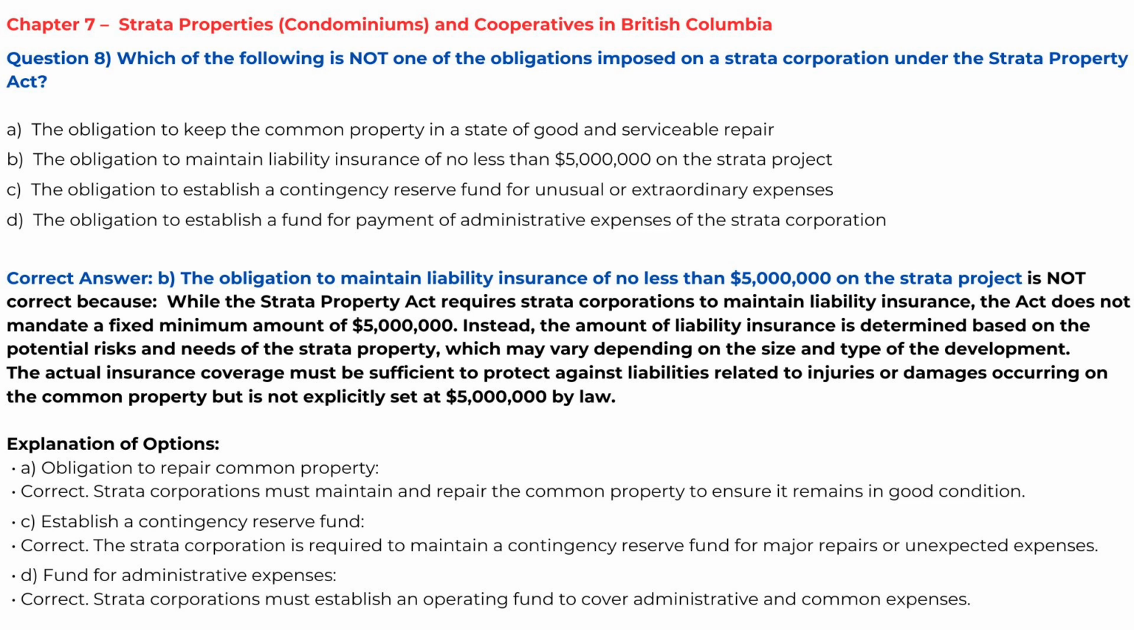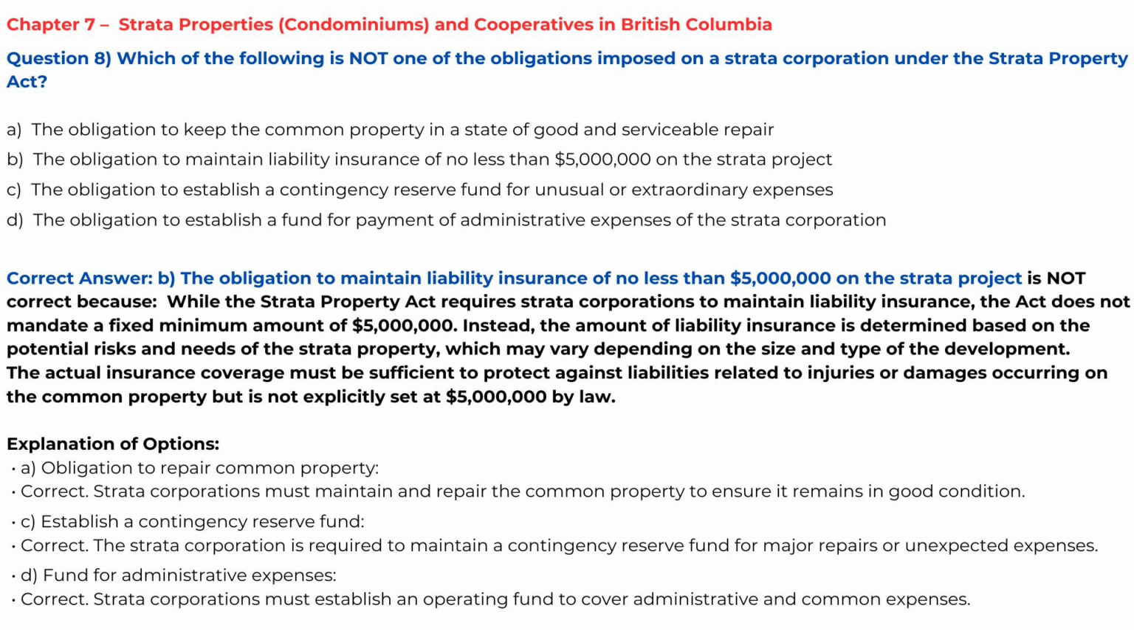Answer. B. The obligation to maintain liability insurance of no less than $5,000 on the strata project is not correct because, while the Strata Property Act requires strata corporations to maintain liability insurance, the Act does not mandate a fixed minimum amount of $5,000. Instead, the amount of liability insurance is determined based on the potential risks and needs of the strata property, which may vary depending on the size and type of the development. The actual insurance coverage must be sufficient to protect against liabilities related to injuries or damages occurring on the common property, but is not explicitly set at $5,000 by law.